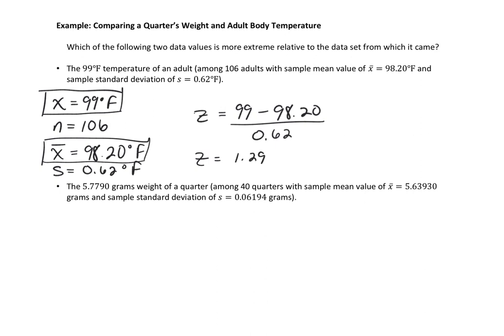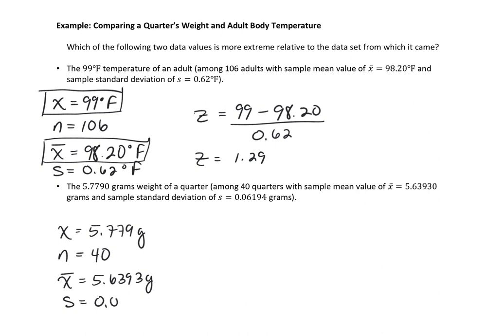Now let's do the same thing for the weight of the quarter. So the weight of the quarter of interest here is 5.779 grams. It comes from a sample of 40 quarters and their weights. So those 40 quarters have an average weight of 5.6393 grams and a sample standard deviation of 0.06194 grams.